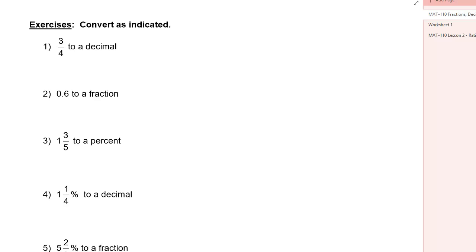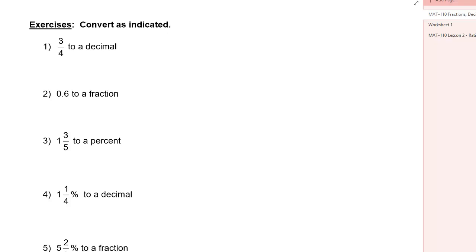Hello, this video is page 2 of lesson 1 in Math 110, where I'll complete the examples or exercises for the lesson. So in number 1, we're asked to convert 3/4, the fraction, to a decimal.